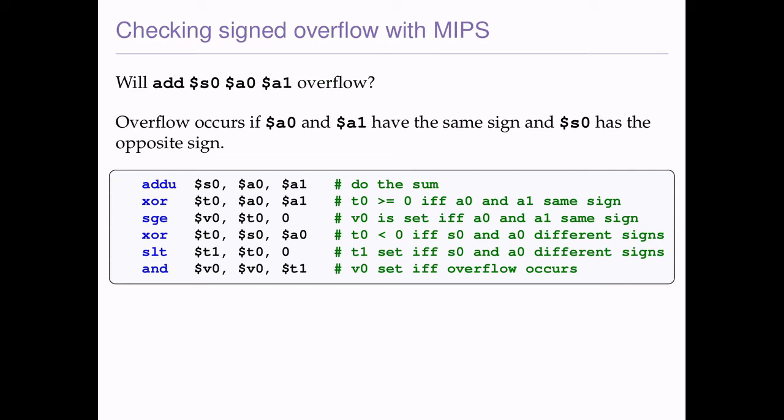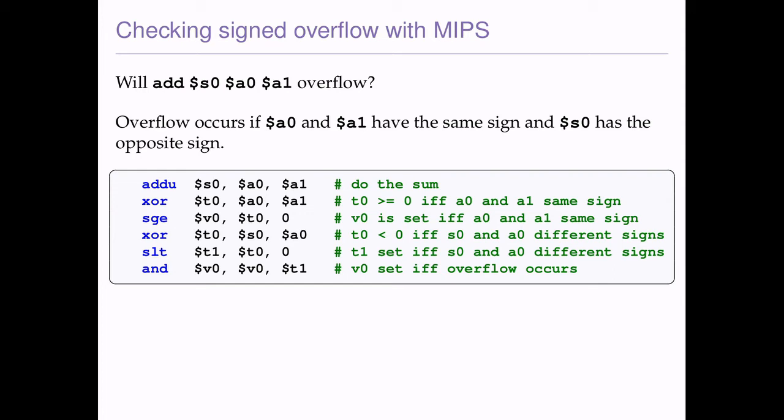So we're adding A0 and A1 together, and we're storing the result in S0. So far so good. So what we do is we just do the sum. We're using add unsigned here. We'll get onto what that is in a minute, but it's going to be an important instruction. But we do the addition, and then we need to start working with our answer. So we do the XOR of A0 and A1.